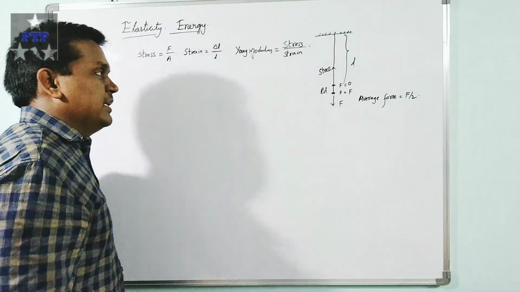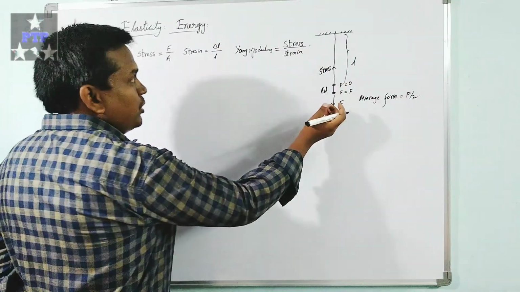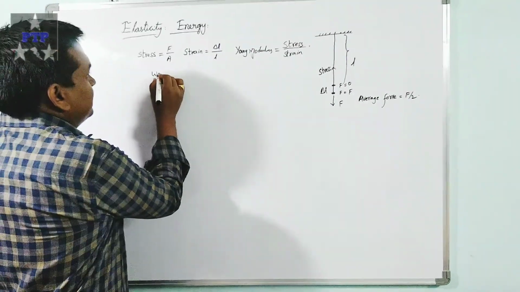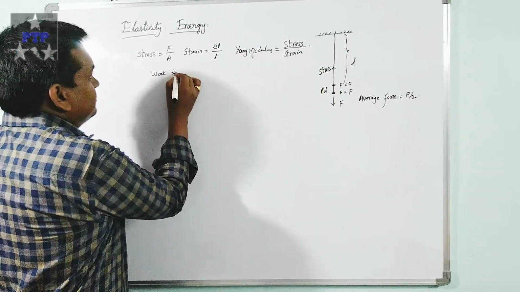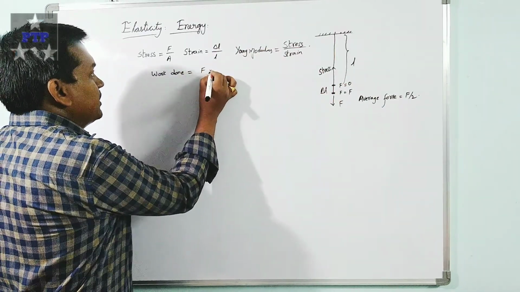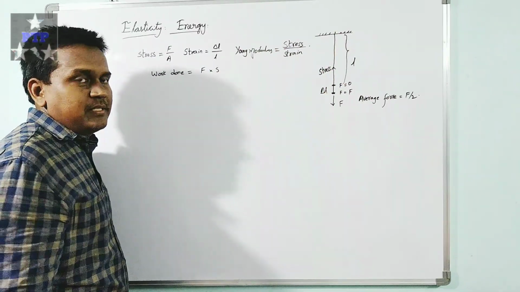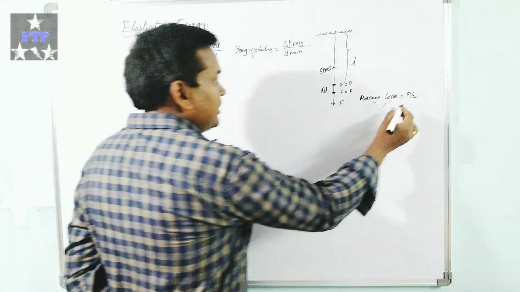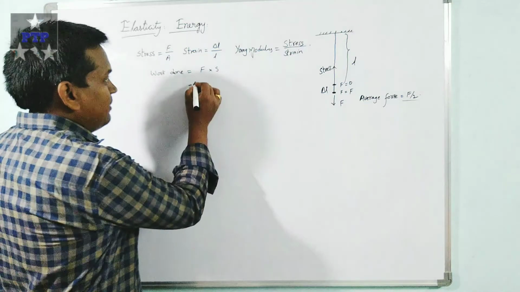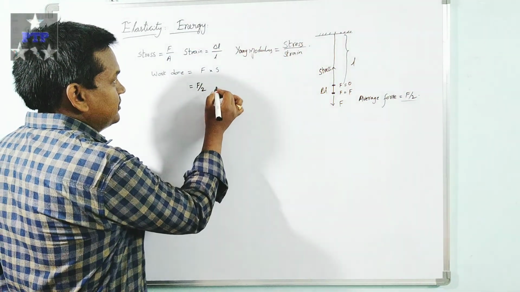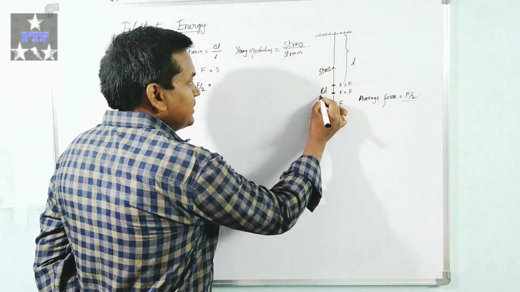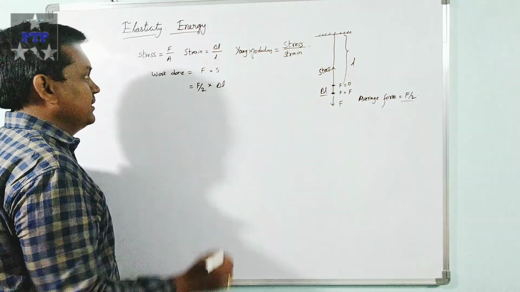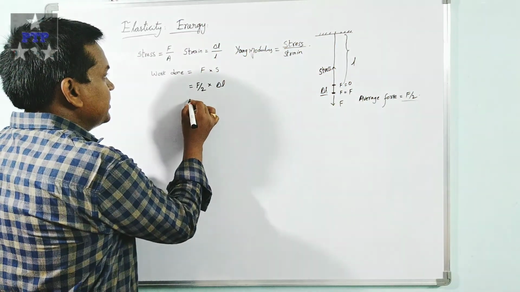Now if you consider the work done to elongate the elastic string, the formula is F into S, force into the displacement. What is the force here? Here we will consider the average force. So the average force is F by 2, and the displacement is delta L. Delta L is the displacement made.